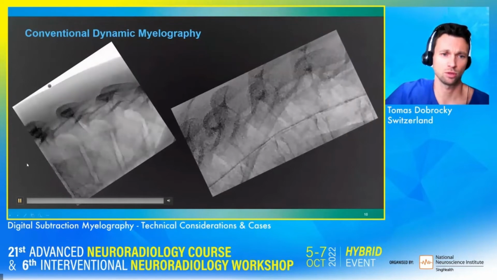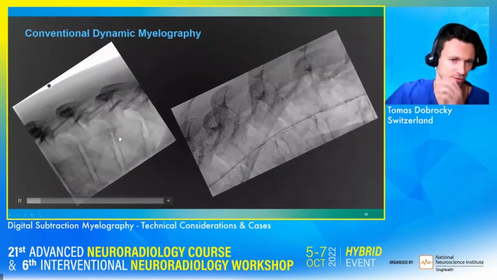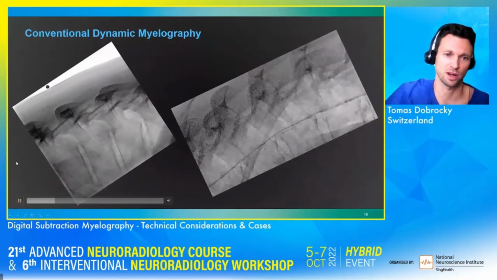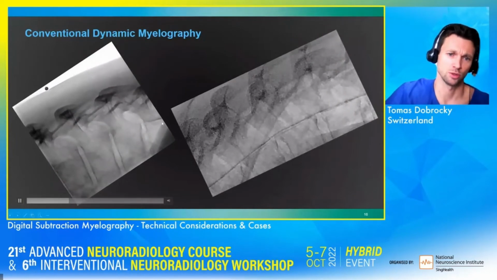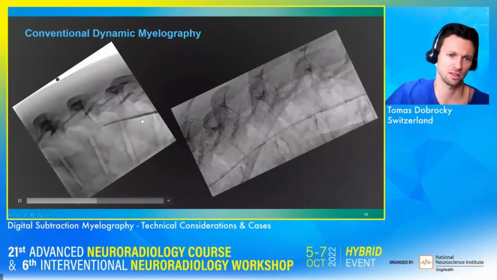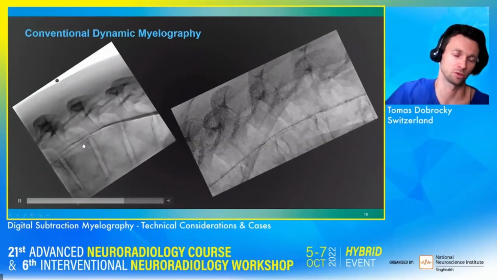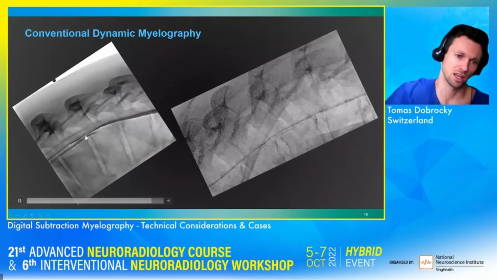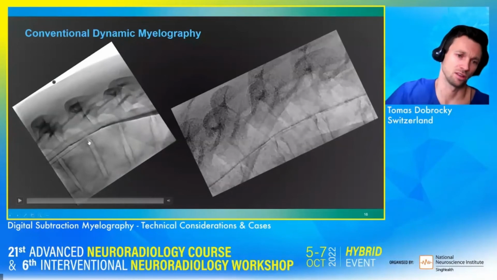So this is one video. This is the skin marker. The patient is freely breathing. This is cranial. This is caudal. You see that the contrast is intrathecal. It's arriving. It's still intrathecal. And now it has spilled into the epidural space. So this is the level of leakage, and this is clear and evident on this image.